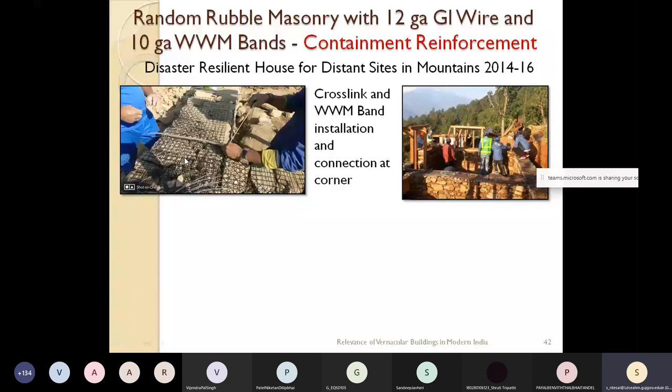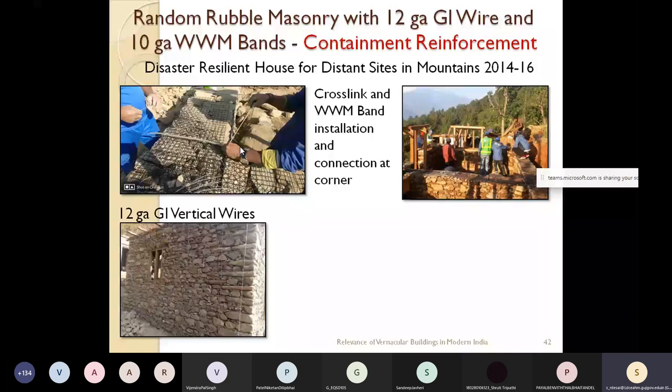And you have this GI wire placed during the construction across what we call the cross links to anchor these vertical wires. So here in the left-hand picture, you can see these wires. You see a wire here, you see a wire here. So these are wires at about 3 feet gap vertically, and they're anchored to the wall at 16 inches center to center vertically. Then they're on both faces, all right?